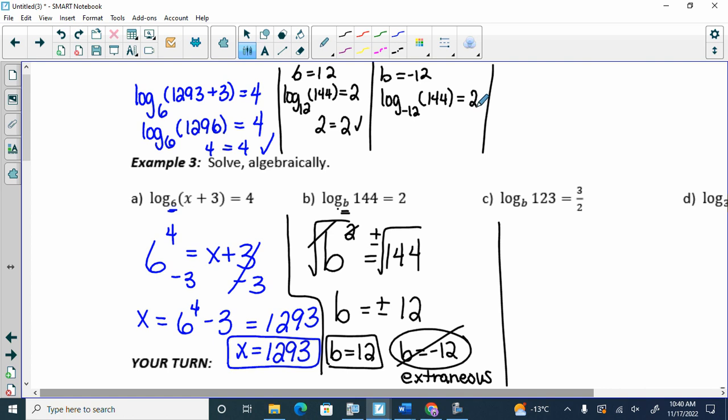So it's extraneous. Non-real answer means it's extraneous. It means it doesn't work. And the reason why is this number down here, this base, can't be negative. It cannot be negative. If it's negative, it doesn't happen. So this actually doesn't work, and that's why you get an extraneous.